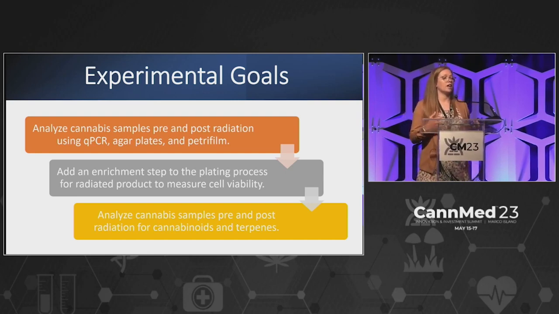So one of the thoughts here is sublethal cell injury. The cells aren't actually being killed, they're just being injured. And so if we give them an environment that makes them happy, maybe they'll grow for you, and then you can actually properly quantitate. So we wanted to add this enrichment step to see what happened there. And then also we wanted to look at the pre and post samples for cannabinoids and terpenes to see what that was also doing to the product.